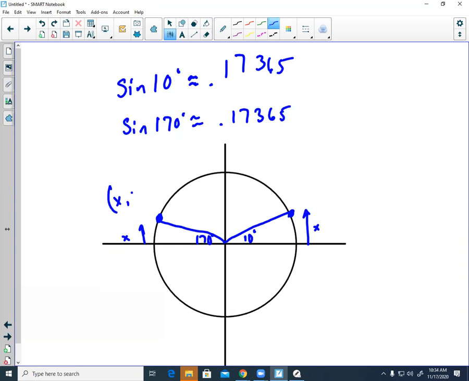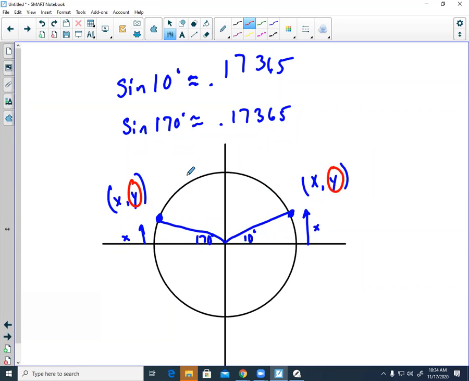Whatever this coordinate is, they should be the exact same. The x's are obviously going to be different because one's going in the positive direction and one's going in the negative direction. But the y's should be identical to each other. So these are the same types of angles. They're called reference angles because they are the same distance away from the x-axis. This one is 10 degrees away from the x-axis, and this one is 10 degrees away from the x-axis.